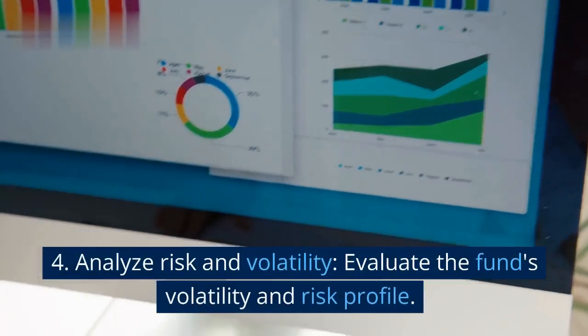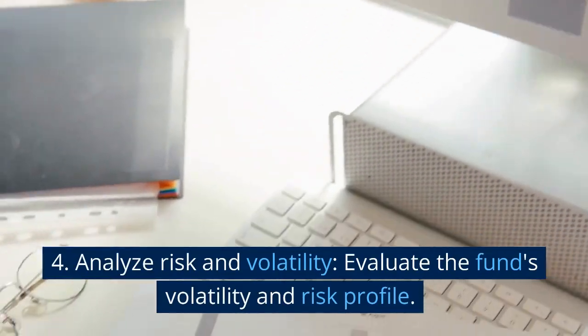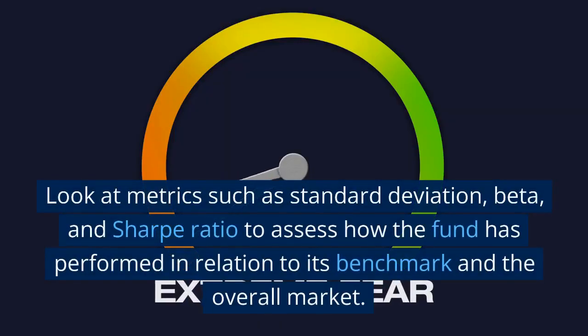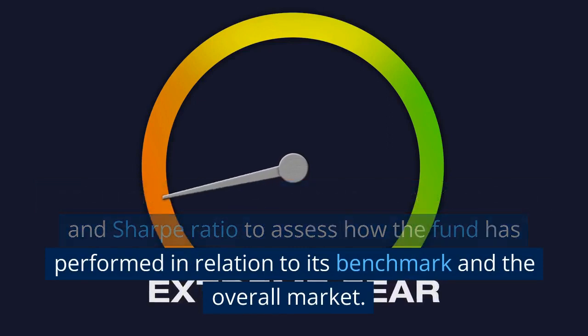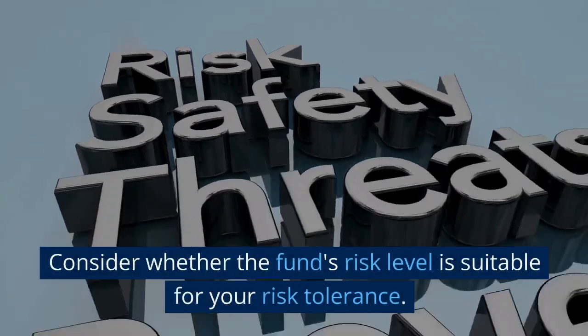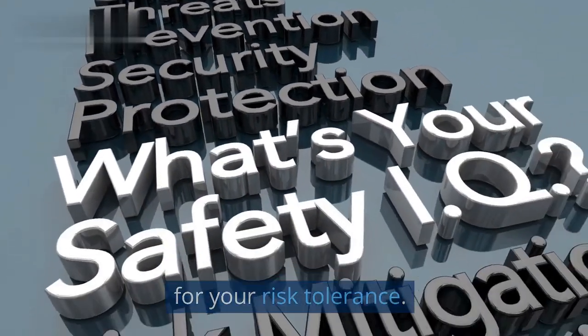4. Analyze risk and volatility. Evaluate the fund's volatility and risk profile. Look at metrics such as standard deviation, beta, and Sharpe ratio to assess how the fund has performed in relation to its benchmark and the overall market. Consider whether the fund's risk level is suitable for your risk tolerance.